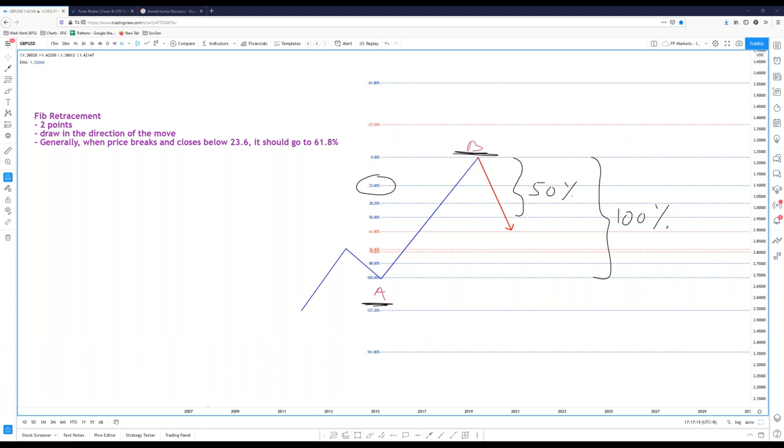But I would say that for scalpers, for people who trade just off the key levels, 61.8 and 78.6 are very good levels to play a small bounce. So if you want to scalp that 5 to 10 pips, those are the good levels to look at.